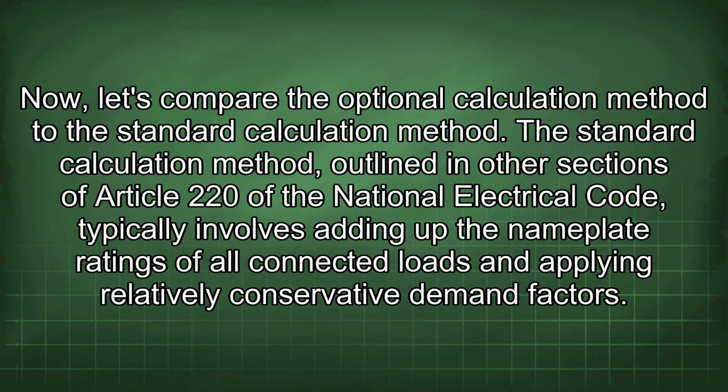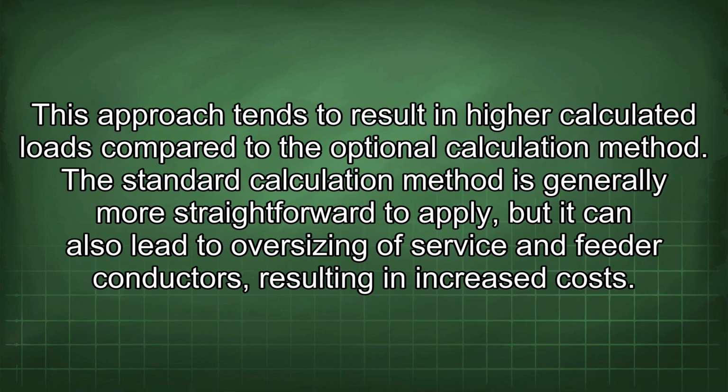Now, let's compare the optional calculation method to the standard calculation method. The standard calculation method, outlined in other sections of Article 220 of the National Electrical Code, typically involves adding up the nameplate ratings of all connected loads and applying relatively conservative demand factors. This approach tends to result in higher calculated loads compared to the optional calculation method. The standard calculation method is generally more straightforward to apply, but it can also lead to oversizing of service and feeder conductors, resulting in increased costs.